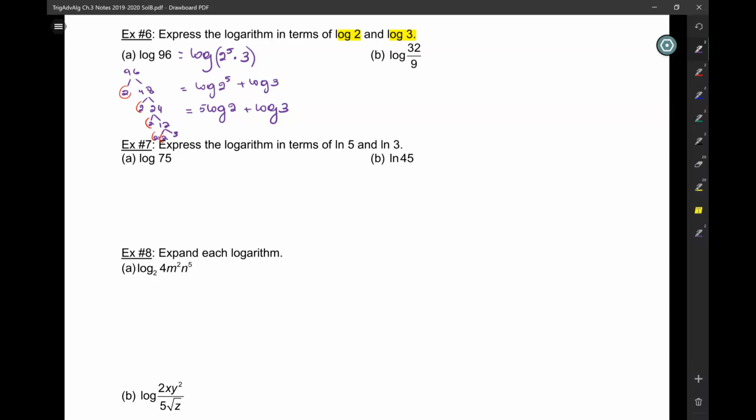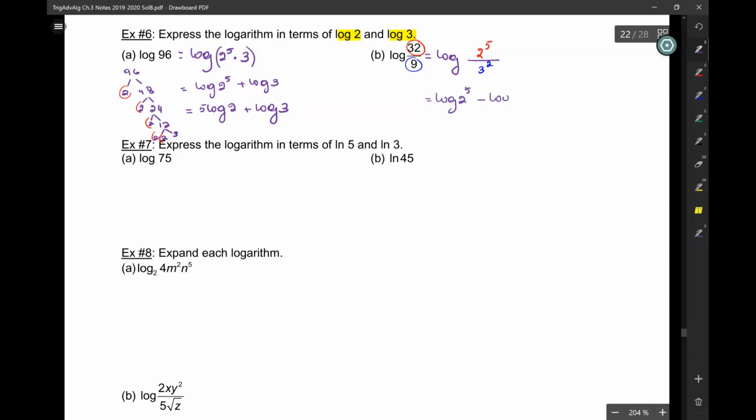Okay. Next I have 32 over 9. And I want to do those two independently of each other. So first I say, okay, this is log of, so the 32, how can I write it in terms of 2's or 3's or both? It's 2 to the 5, and then 9 is 3 squared. So now I have log 2 to the 5th minus log 3 squared.